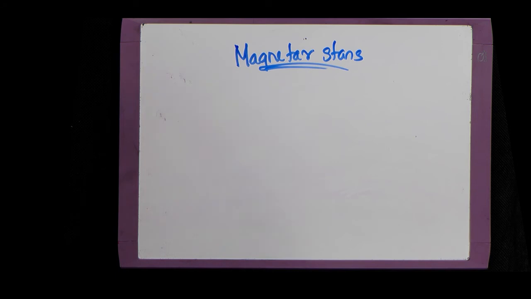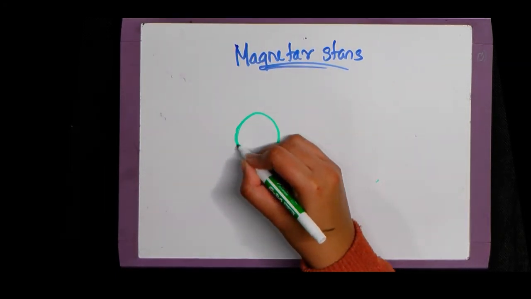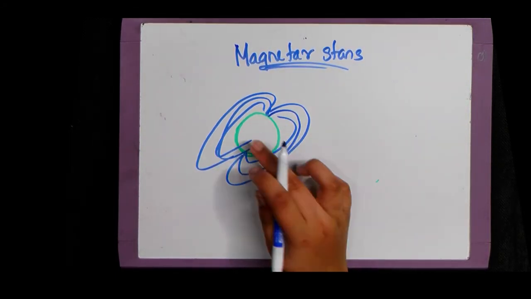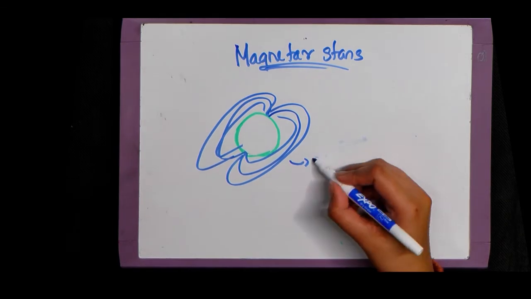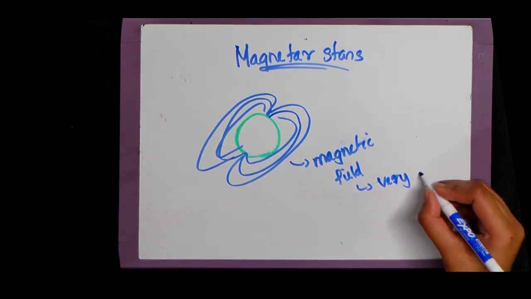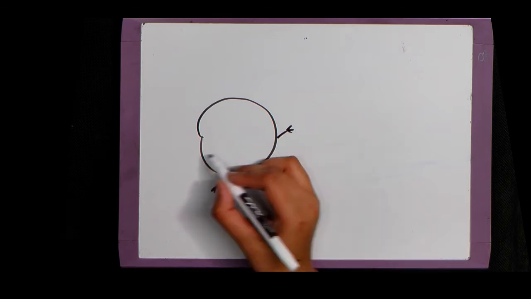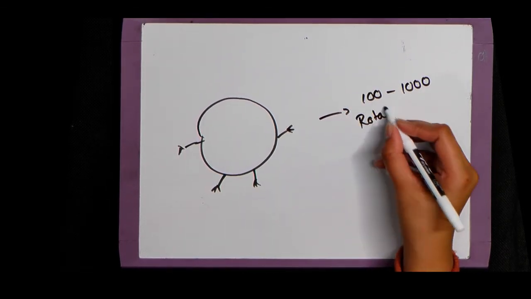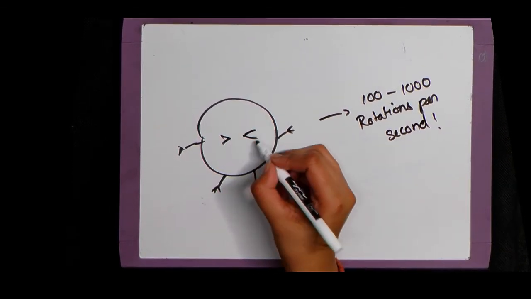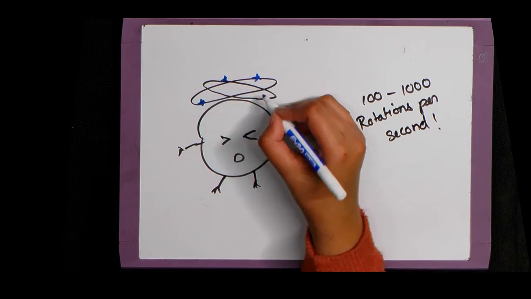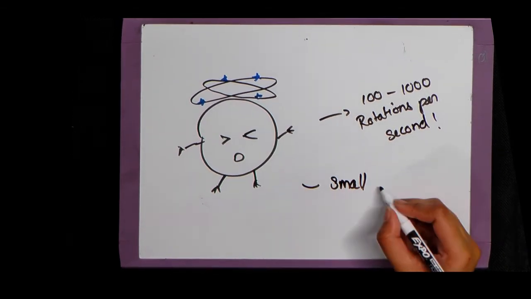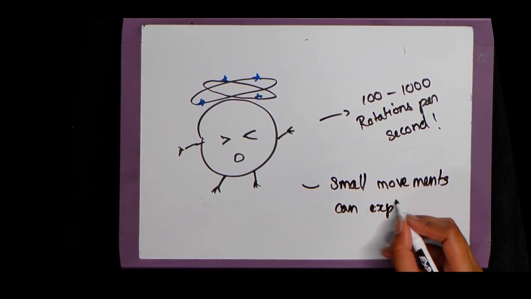Magnetar stars have a very strong magnetic field. Neutron stars have a magnetic field that is 1 trillion times the field here on Earth. In magnetars, however, the magnetic field is an additional 1,000 times stronger. These guys rotate anywhere from 100 to 1,000 times in a single second. As the crust of the star holds a lot of pressure, even the slightest disturbance can cause a massive explosion.